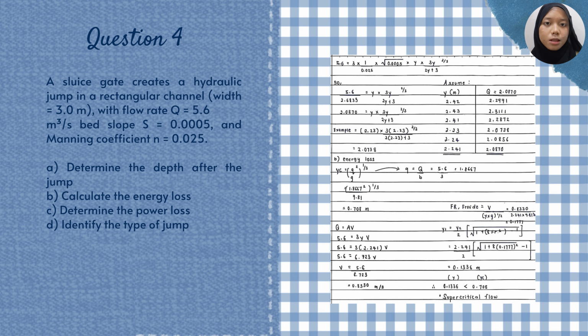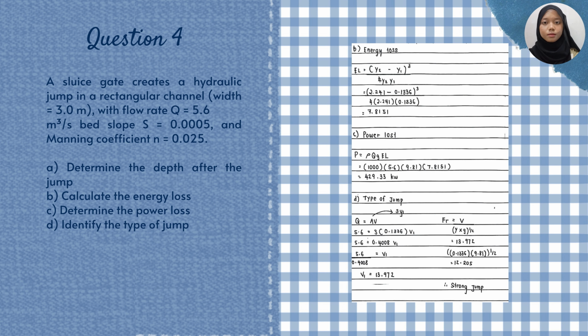Then we calculate the velocity using Q equals A times V. Next, we find the Froude number. So next we are going to find energy loss. We use the formula EL equals (y second minus y first) cubed over 4 times y second times y first. Substituting the values, we have 7.8151, and that's the answer for energy loss.